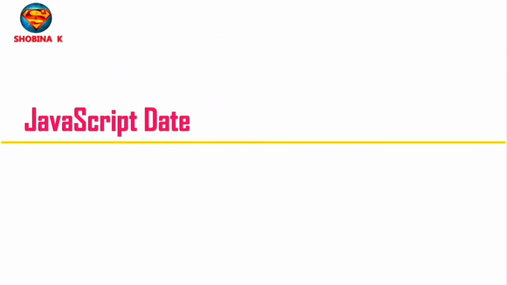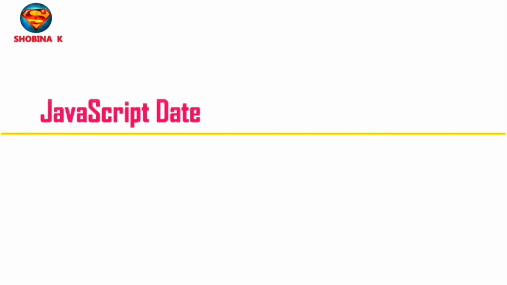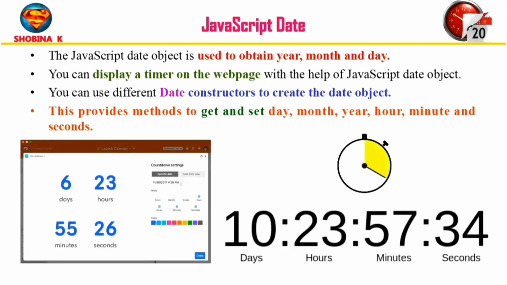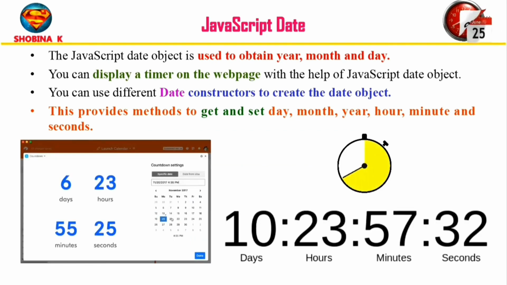Now let us see what the JavaScript Date object is. The Date object is used to handle dates and time in JavaScript. And it is a built-in object which stores the date and time. Also, it provides a number of built-in methods for formatting and managing the date. So with this JavaScript Date object, we can obtain the year, month and day. And also we can display a timer on the web page with the help of the JavaScript Date object.